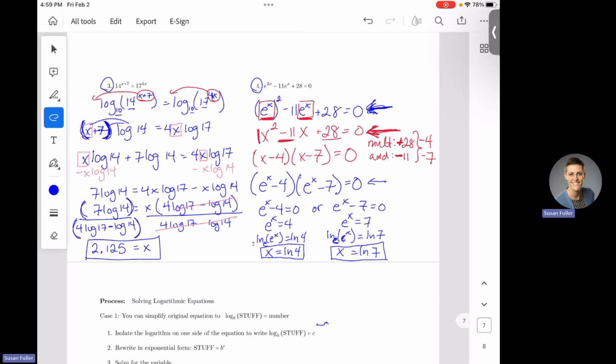Again, I want you to start training your brain to see that the structure of this is just like a normal quadratic. We just have e to the x instead of x. But the process of factoring remains the same, and then setting each factor equal to 0. And then when you're solving each factor equal to 0, you have to solve a little baby exponential equation. So you're going to have to take the log of both sides in order to do that.